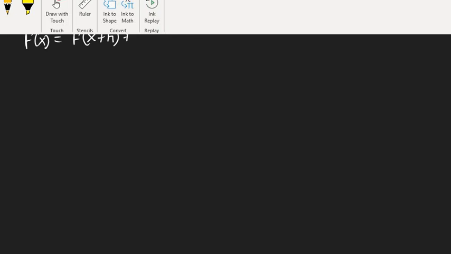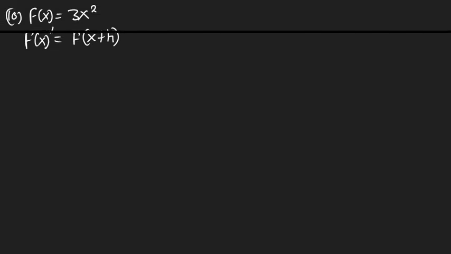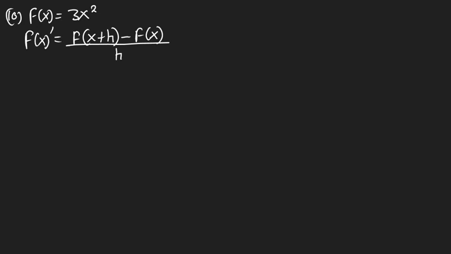Question 10. We have been given the function f of x equals 3x to the power 2. They are saying we find the derivative. To find the derivative, we are using f prime equals f of x plus h minus f of x all over h. We are using first principle to find dy dx. So the first thing that you need to do is calculate this part here.